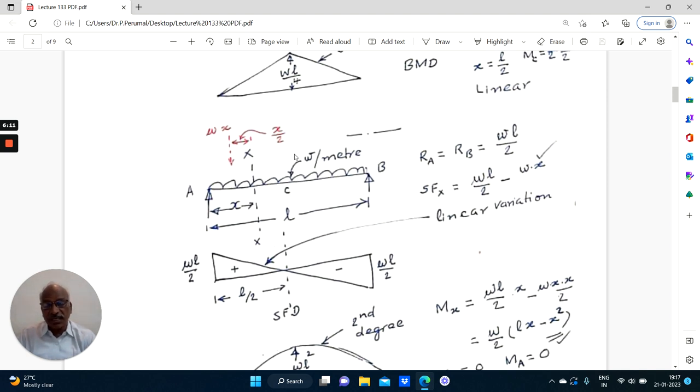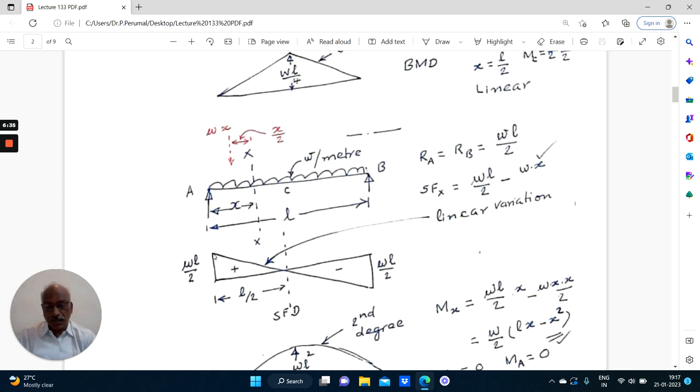Now, again, it is a symmetrical structure subject to symmetrical loading. Entire span is loaded. Therefore, the reaction at the left support and the reaction at the right support is total load by 2. Total load is W into L. So, reaction equal to WL by 2. Therefore, in the shear force diagram, here it is WL by 2 up.